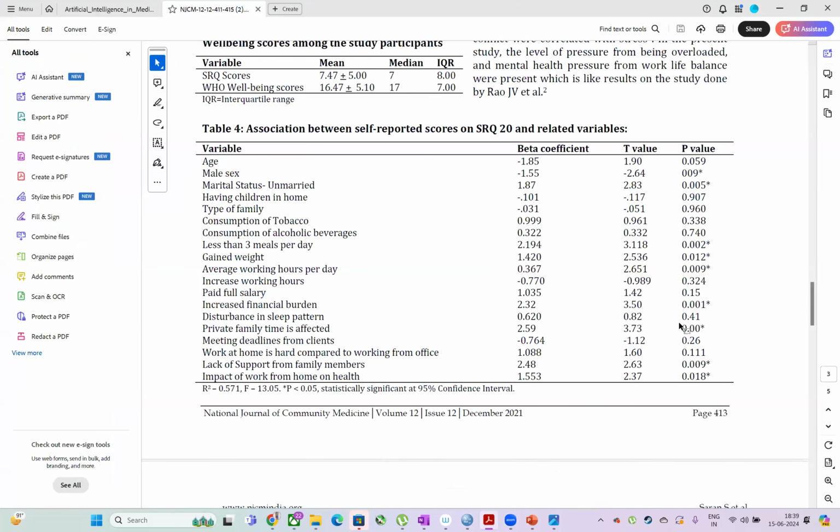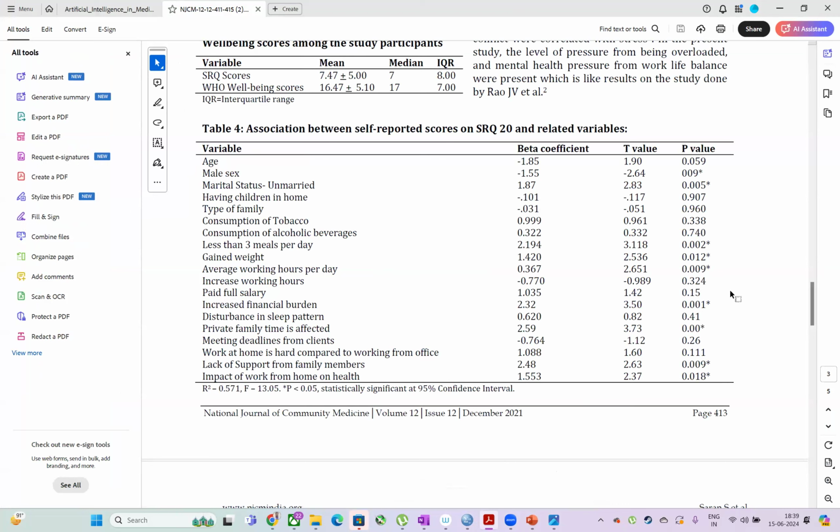Okay, so this is how you construct a linear regression table. Here there is an association between self-reported scores on SRQ20. This is a scale which is used to measure psychosocial well-being. In this score, I have all these variables as the independent variables.